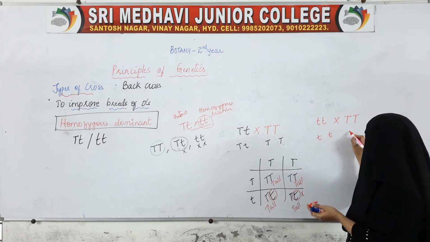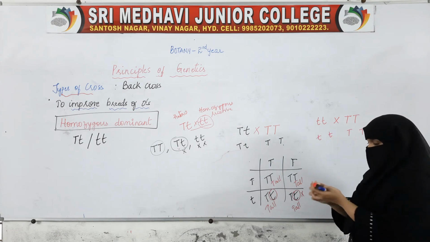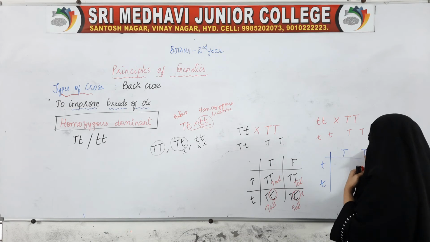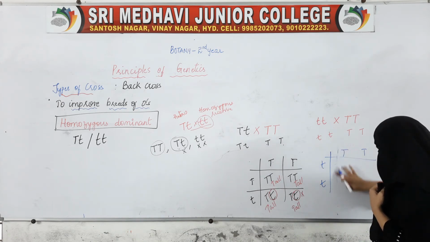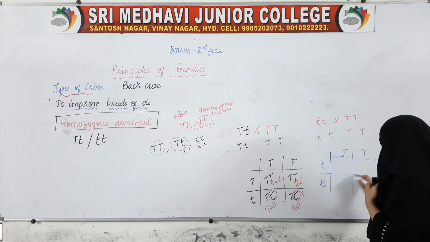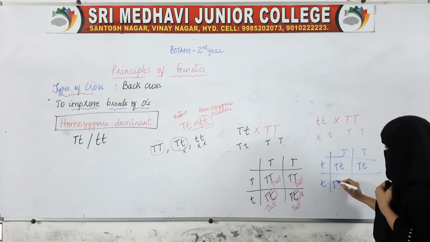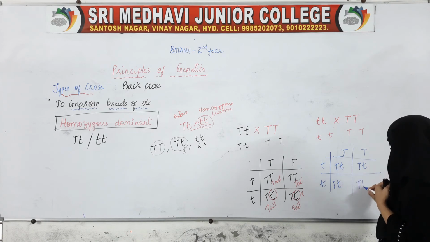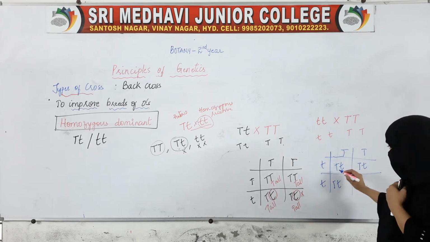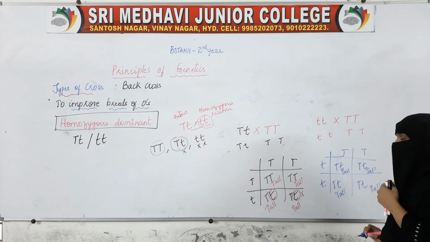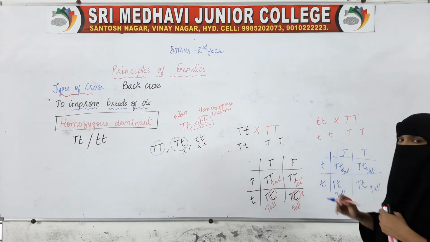This is small t, capital T, capital T. If I put the small t on one side and capital T on another side and make the graph, this will be small t, capital T, small t, this also capital T, small t, this also capital T, small t, this also capital T, small t. So now all of them are having capital T. This plant is tall, this plant is tall, this plant is tall, this plant is tall. So all of them we are getting are tall plants.